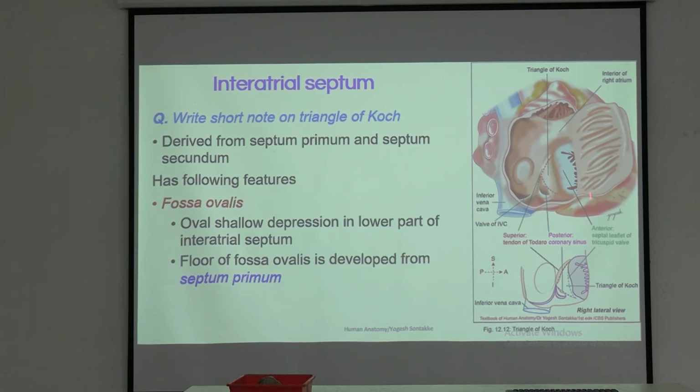There is one triangle, called the triangle of Koch, which is bounded anteriorly by the base of the atrioventricular opening, behind by the opening of the coronary sinus, and above by a ridge called the subendocardial ridge. This is the triangle of Koch, where we get the AV node, the atrioventricular node.